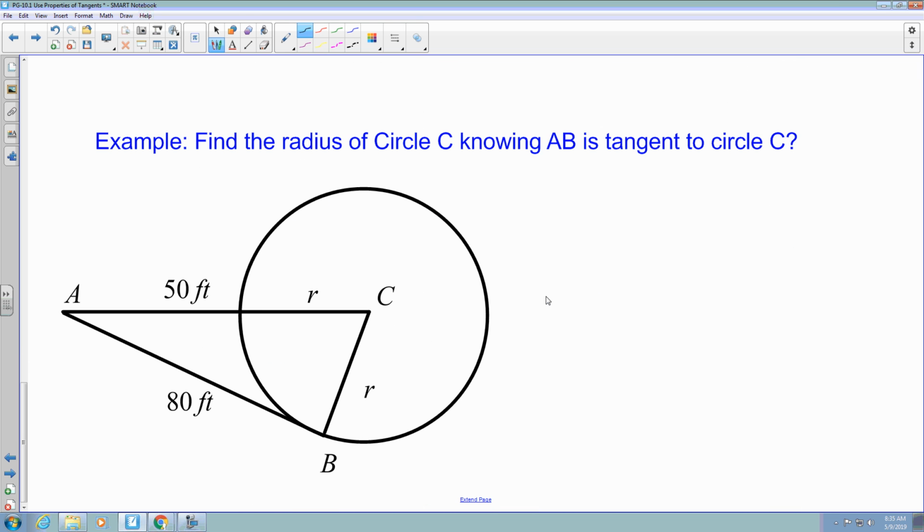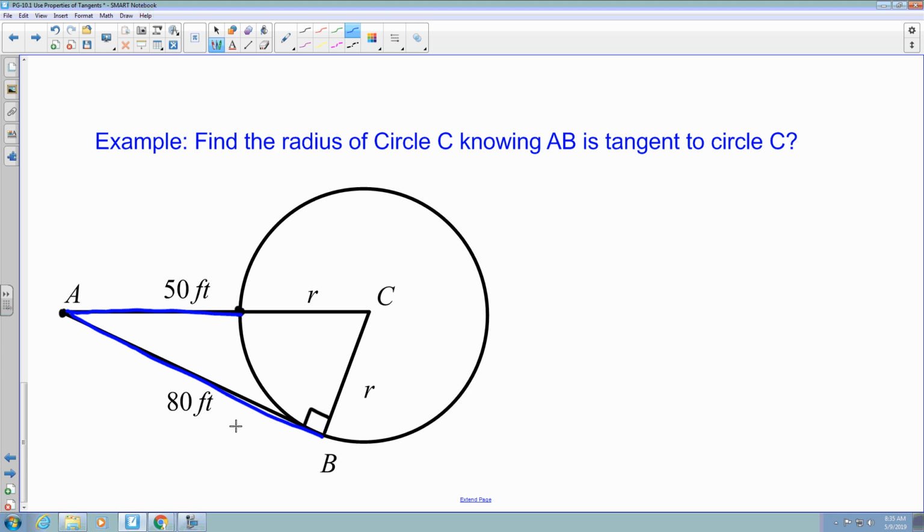It says here, find the radius R of circle C knowing AB is tangent to circle C. Since we know that it is tangent, we know that this is going to be perpendicular, so we have a 90-degree angle. What they're saying is from here to here is, I'll make it a different color, 50 feet. And from here to here is 80 feet. We want to find the radius. So what we got is 50, and R plus 50 is the hypotenuse. We have R as one leg and we have 80 as another.